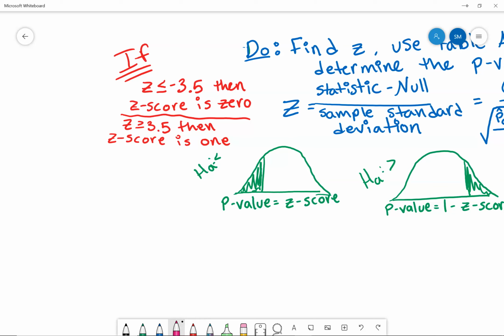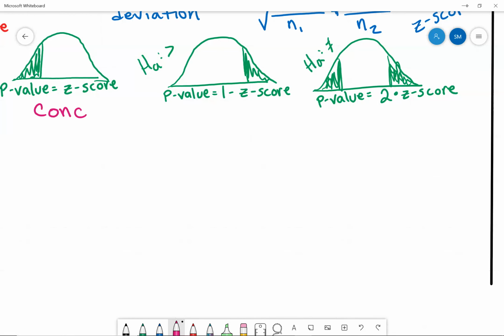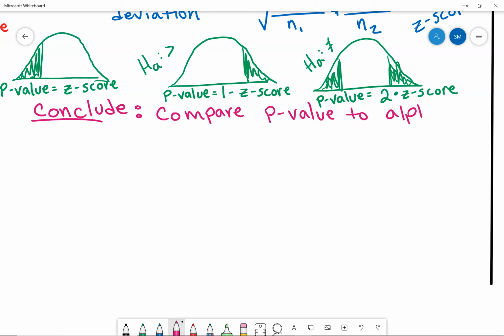Let's look at the last step. The last step is to conclude. Some of y'all love this step. Some of y'all hate this step. In the conclude, what we're going to do is compare the p-value to alpha. If your p-value is less than alpha, then we reject the null hypothesis. It's supposed to be an E.